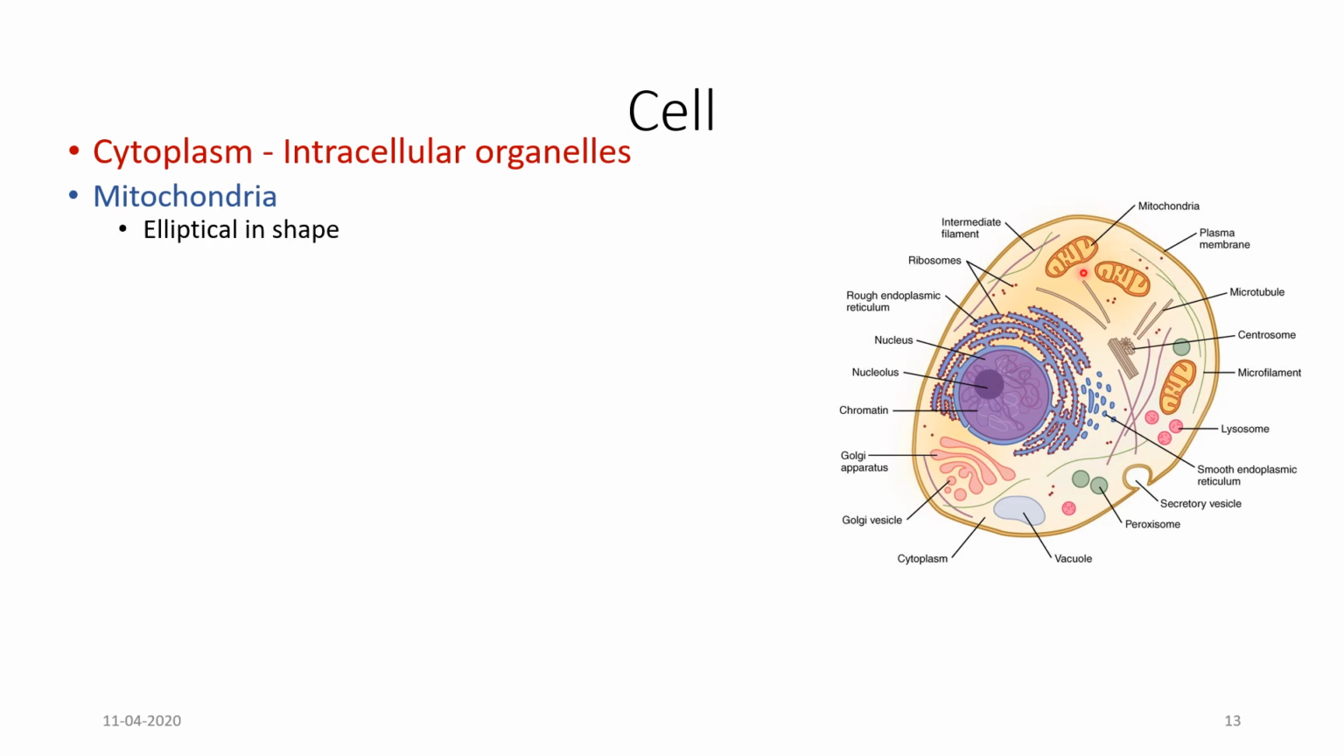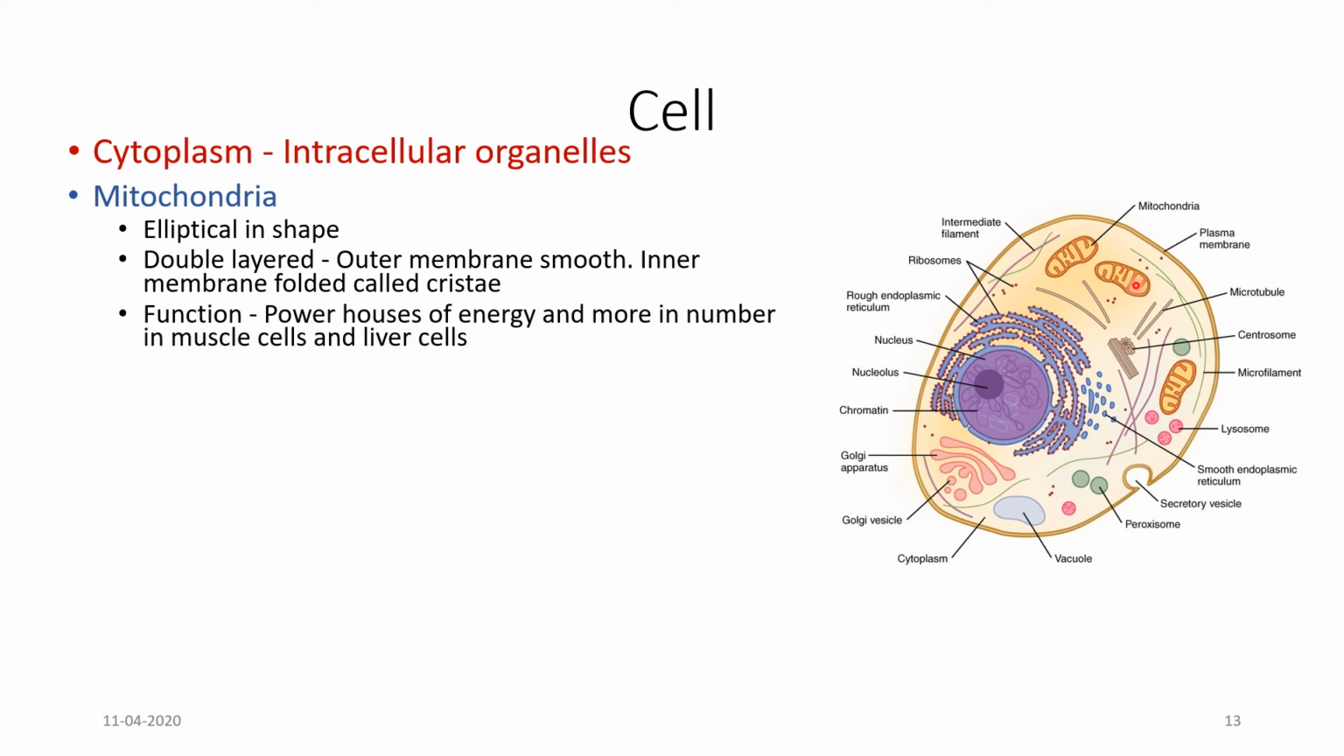It consists of a double-layered membrane and it is elliptical in shape. So when it is having two layers, the outer membrane is smooth and the inner membrane is folded, and these folds are called cristae. So the mitochondria are elliptical shaped structures and they have a double-layered membrane. Outer membrane is smooth, inner membrane is folded and is called cristae.